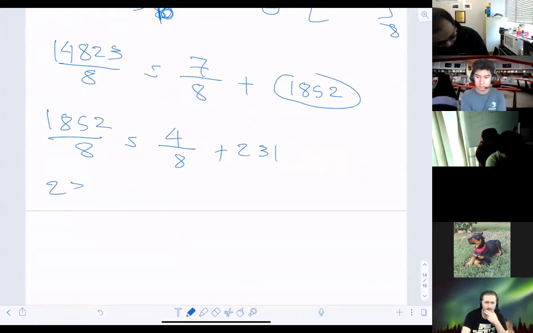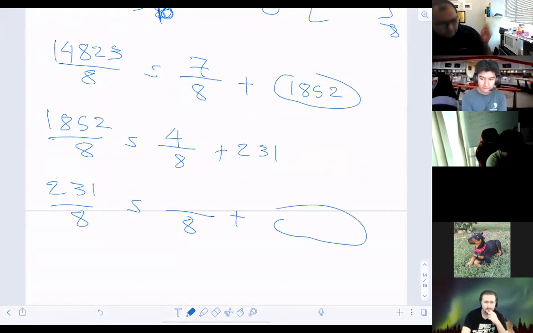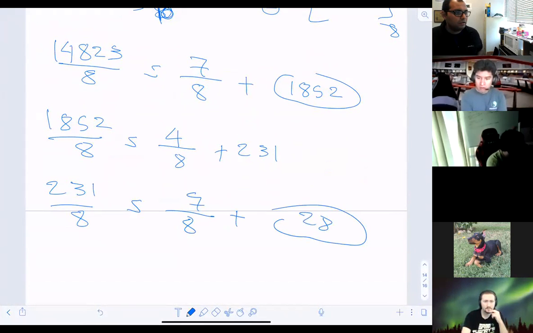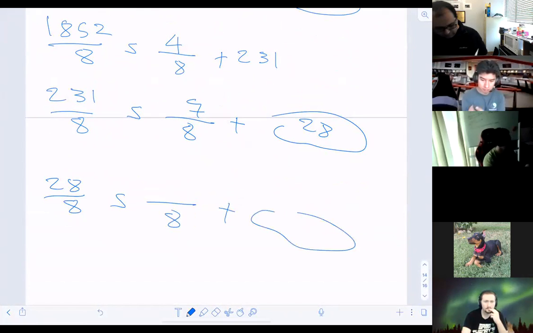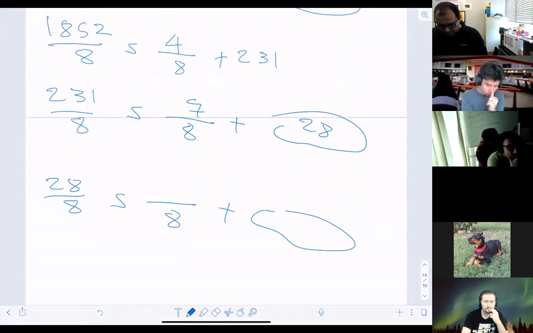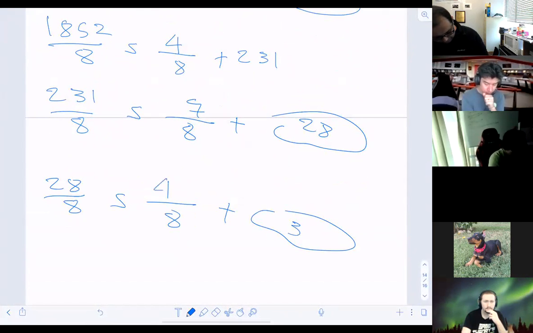Now you take 231 divided by 8. It should be something plus a remainder. So I take 231 divided by 8, and it should be 28 and 7/8, right? Then I take my 28 divided by 8. The value will also be something plus a remainder. So 28 divided by 8 is gonna be 3 and a half. Half is what? 4/8.